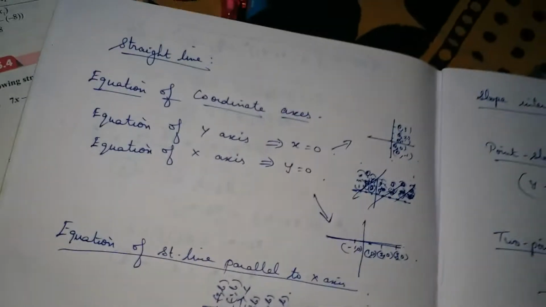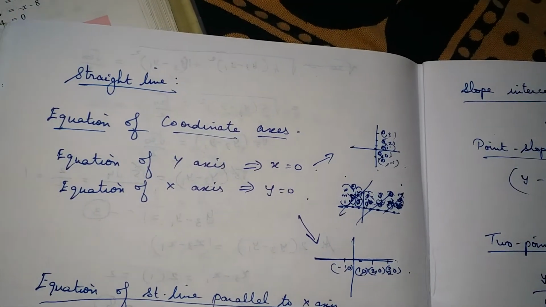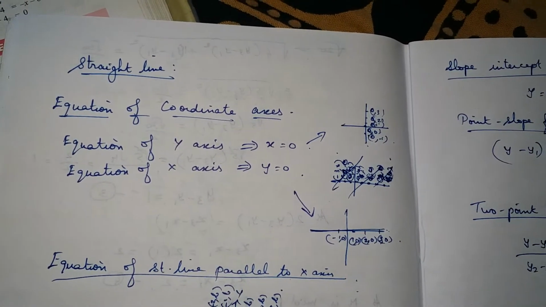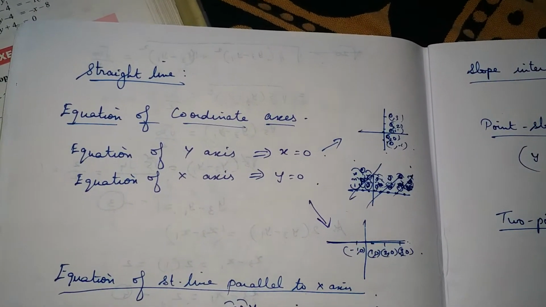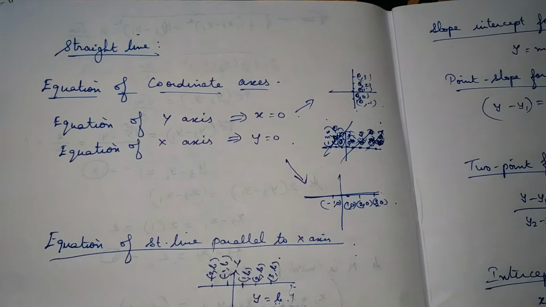And the equation of straight lines, that is what we are going to see now in this new exercise, 5.3. Before starting exercise 5.3, we will see what the equations of the straight lines are. First, the equation of the coordinate axes. Coordinate axes means the x axis and y axis, so you must remember that.